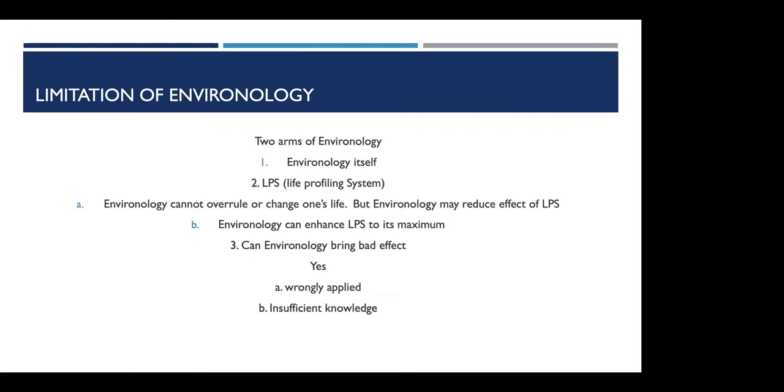Okay, so therefore, this is the limitation of environology. Do we have a limitation? Yes, we have. Environology talks about buildings, houses, landform, but when it comes to human life, that is a bit of a shortcoming. So there are two arms of environology. One is environology itself that you have learned. Two is LPS, light profiling system. Chinese say 八字, but I've changed it. Like feng shui, I changed it to environology. 八字, I changed it to light profiling system.